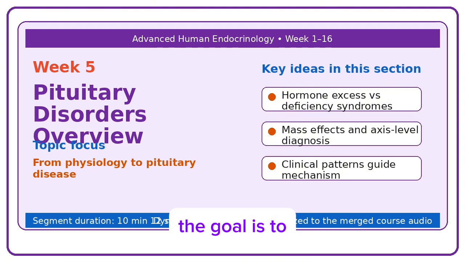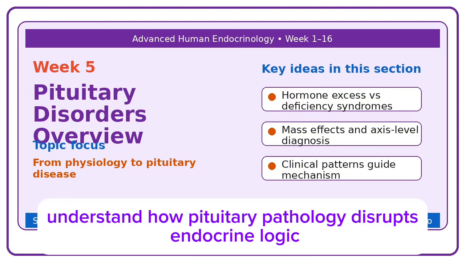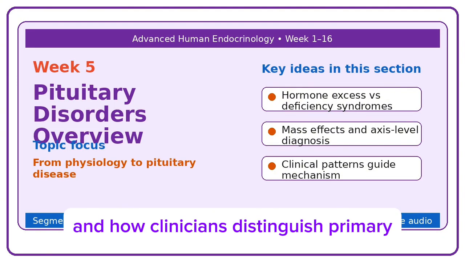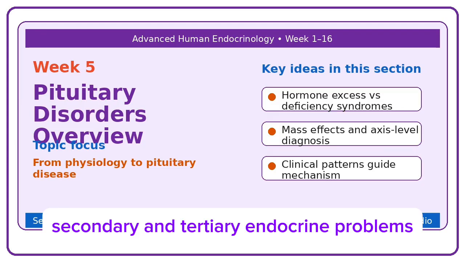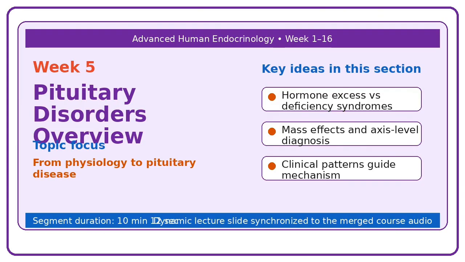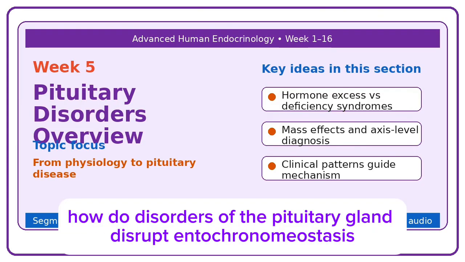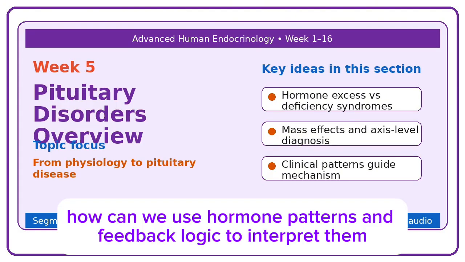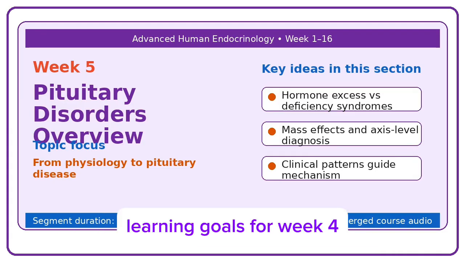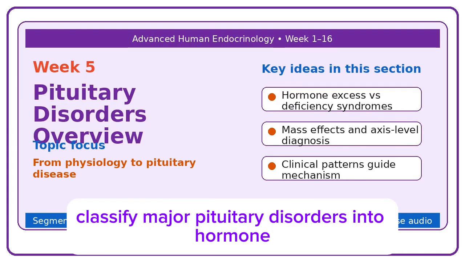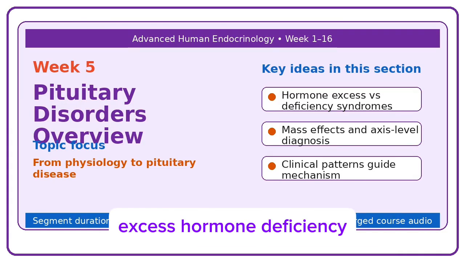The goal is to understand how pituitary pathology disrupts endocrine logic and how clinicians distinguish primary, secondary, and tertiary endocrine problems. Essential question: how do disorders of the pituitary gland disrupt endocrine homeostasis, and how can we use hormone patterns and feedback logic to interpret them? Learning goals for Week 4. Classify major pituitary disorders into hormone excess, hormone deficiency, and mass effect disorders.